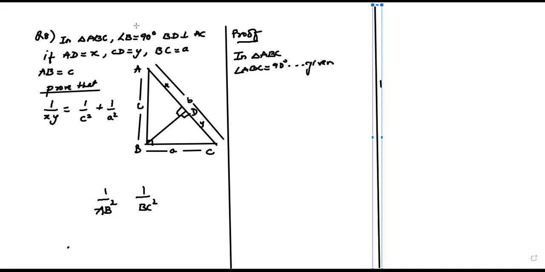In triangle ABC, angle B is 90, that means this is a right angle triangle. And you also see one condition: segment BD is perpendicular to hypotenuse AC. Whenever these two conditions are seen, that is, in a right angle triangle a perpendicular is drawn from the vertex of the right angle to the hypotenuse, then all the three triangles are similar.